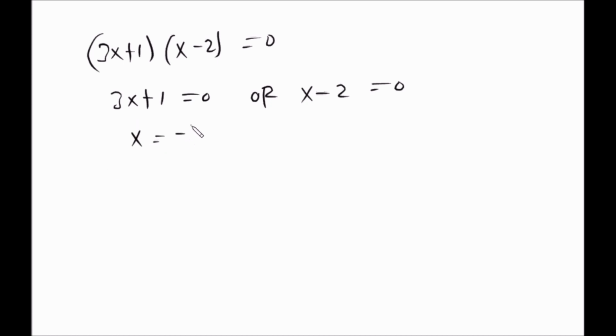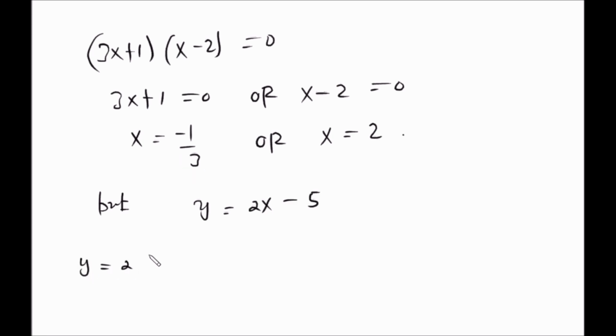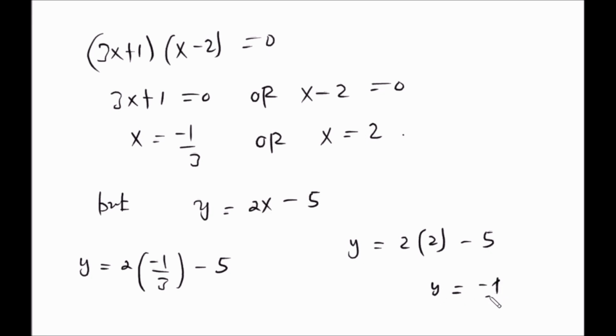So hapa tutapata x sasa negative 1 over 3 or hapa tutapata x sasa na nini? 2. But tusema y sasa na nini? 2x minus 5. Kwa hiyo for hii negative 1 over 3, x negative 1 over 3, y itakuwa ni nini? Na for hii x ni 2, y itakuwa ni nini? So 2 times 2 is 4. 4 minus 5 is negative 1. Kwa hapa y itapata negative 1. So this is the value of y, this is the value of x.